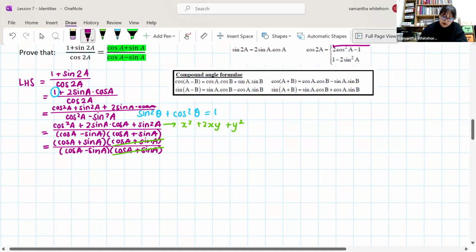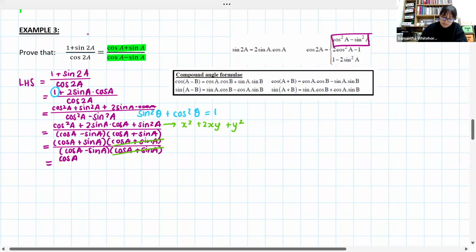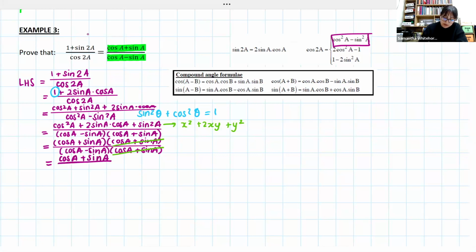And so what I now have is cos a plus sine a in my numerator divided by cos a minus sine a in my denominator. And that's exactly what I wanted. The left-hand side is now equal to the right-hand side.